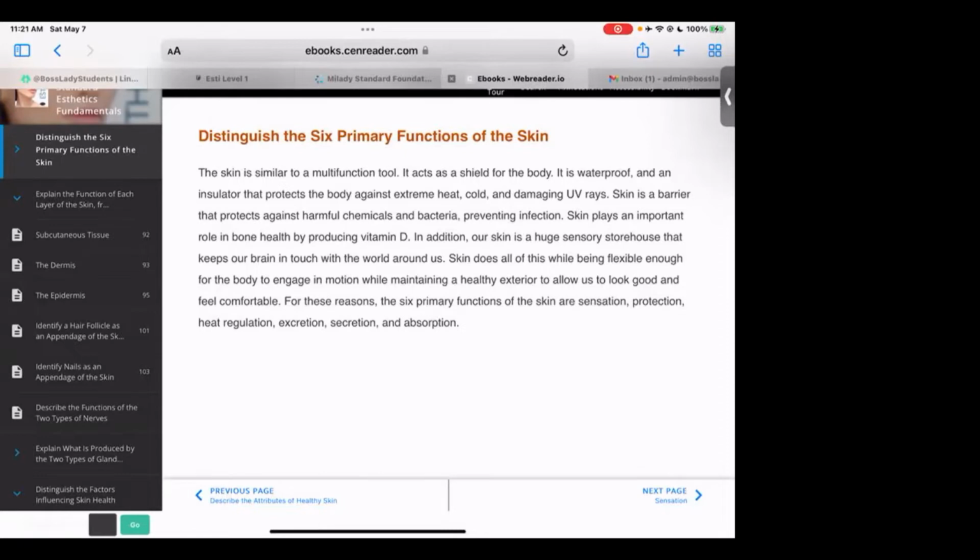If you are typing or writing these down, please write them down now. If not, grab a quick screenshot. You want to be able to point out these 6 primary functions at any time.